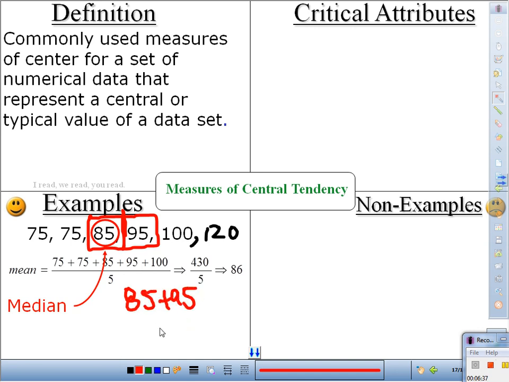We add them and divide by 2. This is 180 divided by 2. The median would be 90. Copy that so you can have it as an example, please. So that's when we have how many? An even number of numbers, okay?